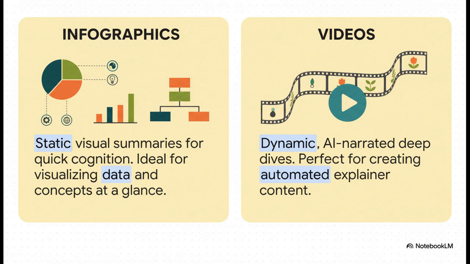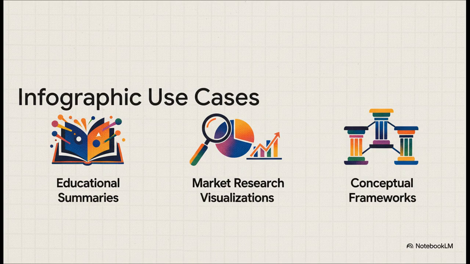Videos, on the other hand, are dynamic. They're these AI-narrated deep dives. They're absolutely ideal for creating automated explainer content, straight from your sources. And the use cases here are just so practical. I mean, you can generate a clean, educational summary from a dense textbook chapter. You can visualize complex market research for a report. Or you could even map out a whole strategic framework. And it's all from the exact same source material.